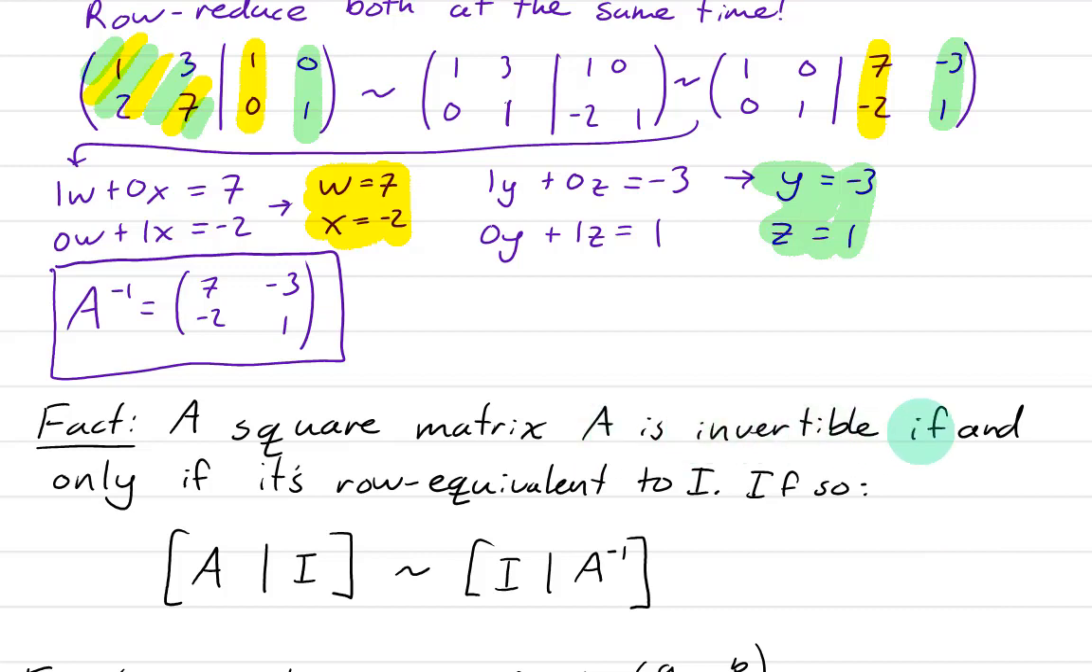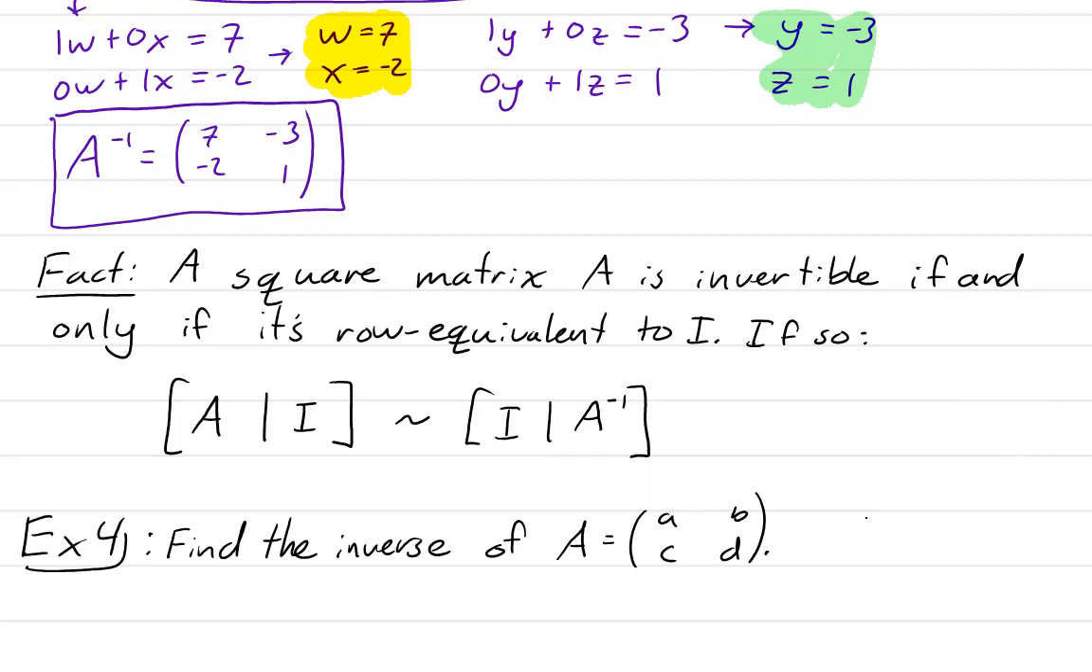A square matrix A is invertible if and only if it's row equivalent to I. I'm not exactly proving that part of it, but the example kind of illustrates why that fact is true, I think. And if it's row equivalent to I, then you can make this big augmented matrix and row reduce the A to row echelon form, which should look like I, if it is actually invertible. And in doing so, the I part is going to turn into A inverse.